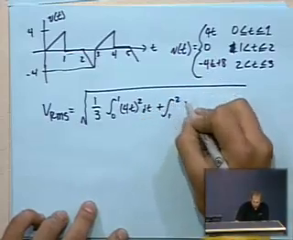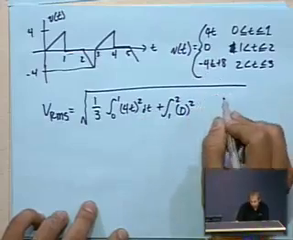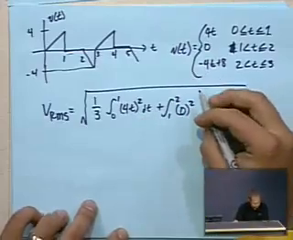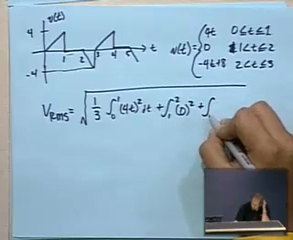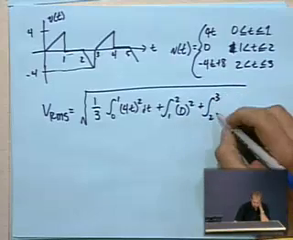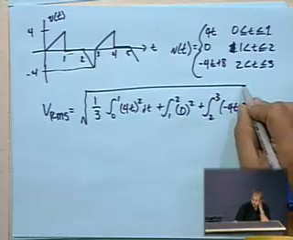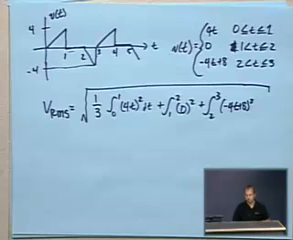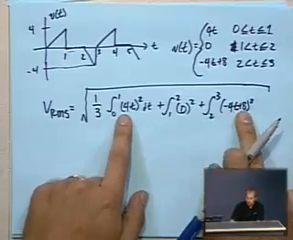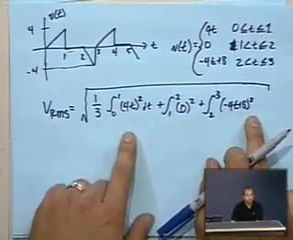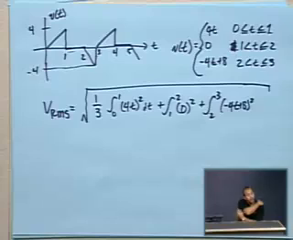Plus 1 to 2 of 0 squared. Oh, I can do that one. Plus the integral from 2 to 3 of negative 4t plus 8, squared. All the terms are squared, and you have to make sure that you do that first, or else you're not going to get the right answer in terms of figuring out what the RMS value actually is.